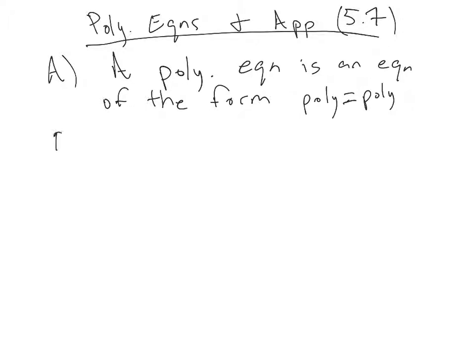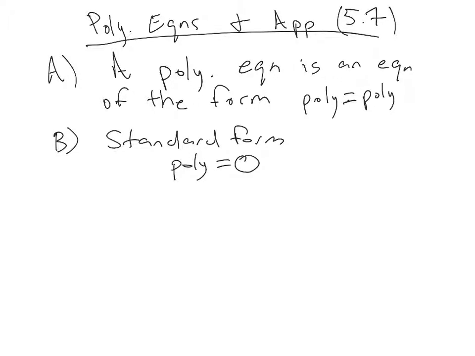What we want is something called standard form. Standard form is when you have a polynomial equal to 0. All right. So standard form is when you have a polynomial equaling 0. Don't worry, we're going to look at a lot of examples. But this is what we want. This is the stuff you have to wrap your head around.